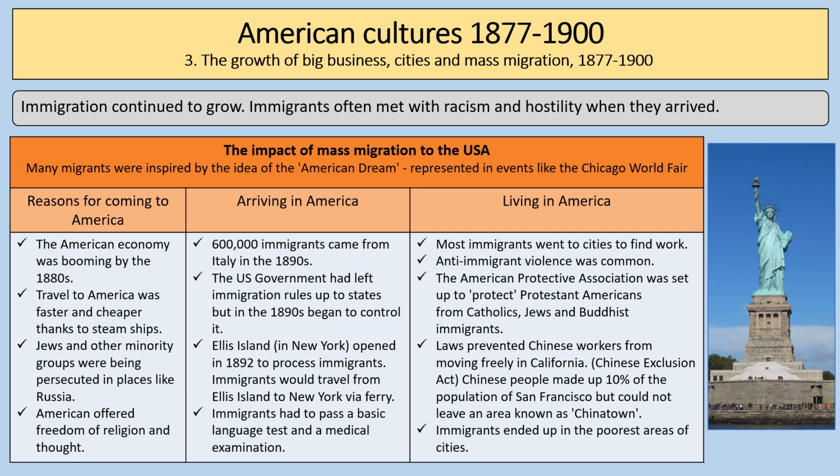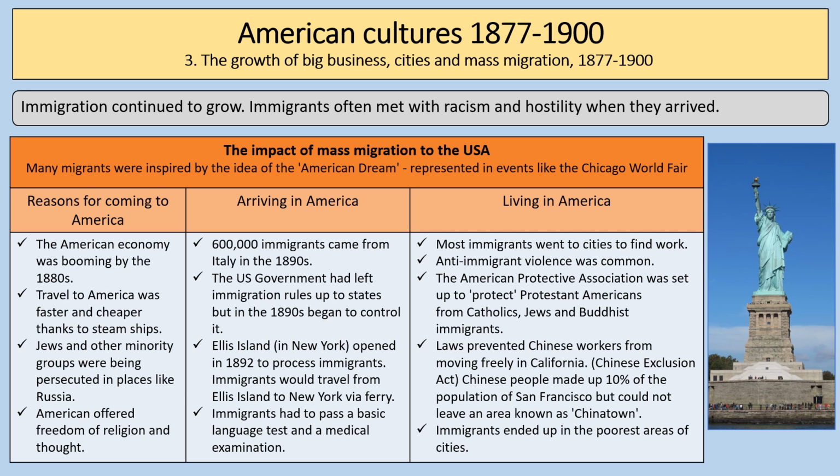The US government had left immigration rules up to the states, but in the 1890s they began to control it more. Now, Ellis Island in New York opened in 1892 to process immigrants. Immigrants would travel from Ellis Island to New York via ferry. Immigrants had to pass a basic language test and a medical examination. In terms of living in America, most immigrants went to cities to find work.